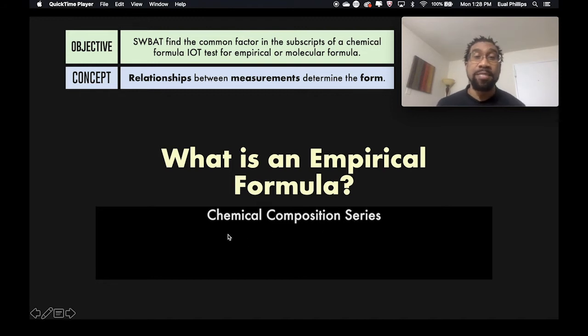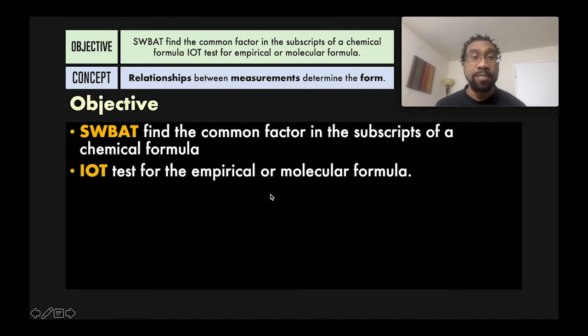So our objective for today is we're going to be able to find the common factor in the subscripts of a chemical formula in order to test for the empirical or the molecular formula. So there's two types of formulas. There's an empirical or molecular formula, and I'm going to go into more detail about that.